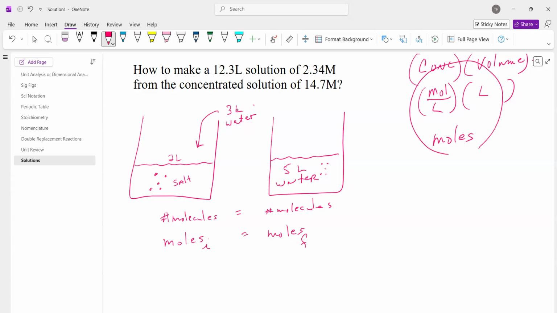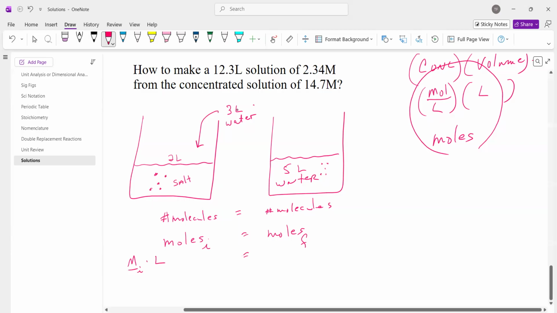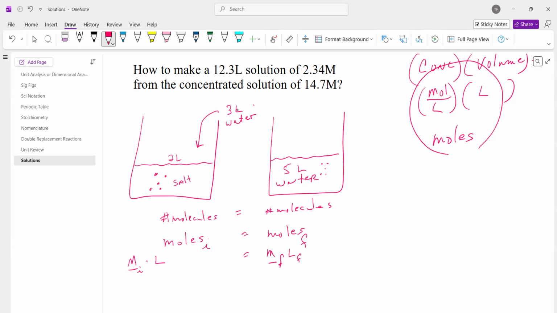And we're going to use this relationship up here. So instead of moles, we're going to write concentration times liters. This is initial, so the initial concentration times the initial volume equals the final concentration times the final volume.